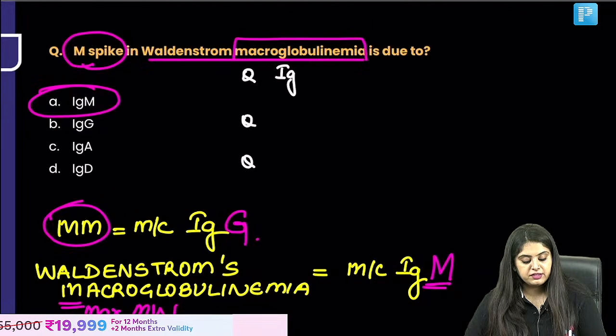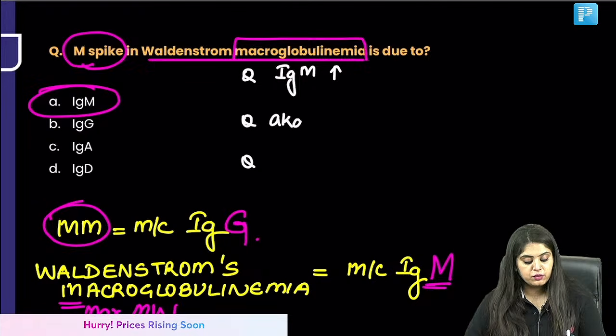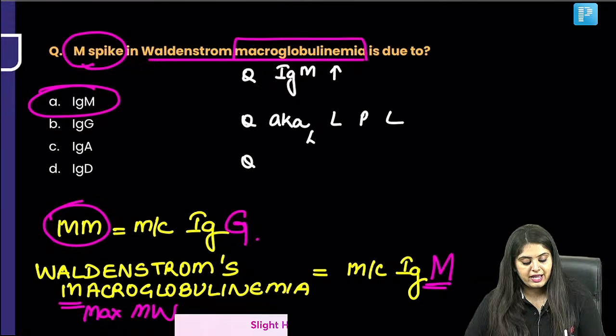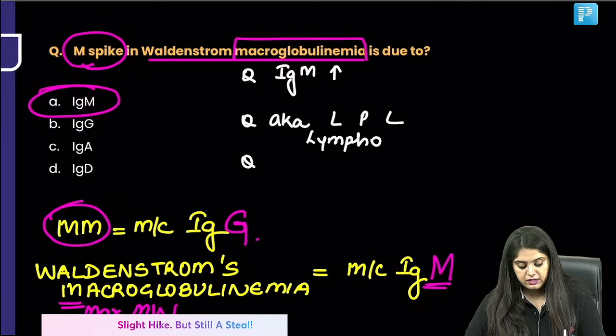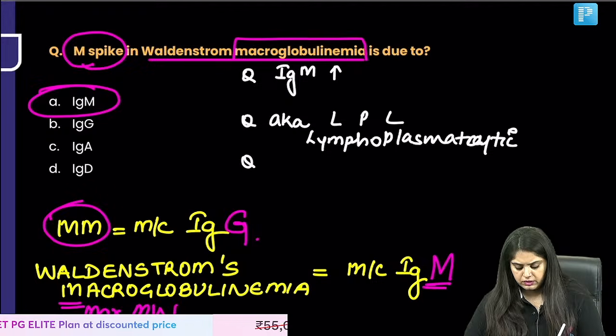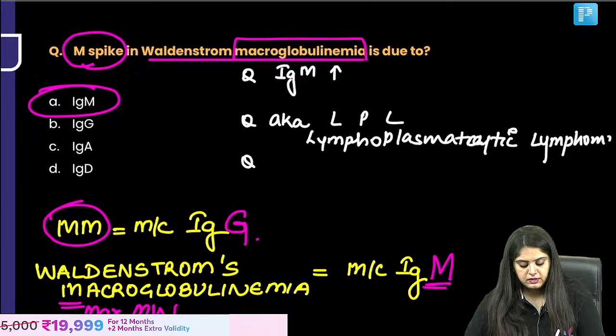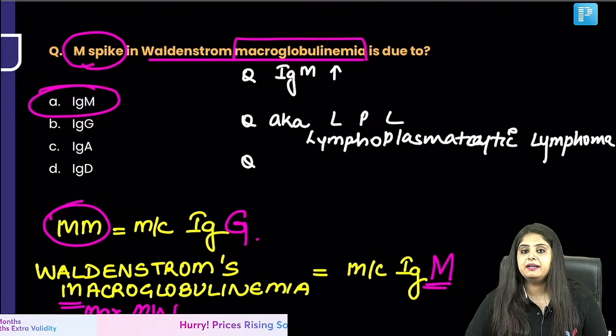Now for INI-CET students, I have three questions. First one you have answered: IgM will increase. Second question: what is Waldenstrom's macroglobulinemia also known as? It is known as LPL. Very good. Is it leukemia or lymphoma? Lymphoplasmacytic lymphoma is the better word.